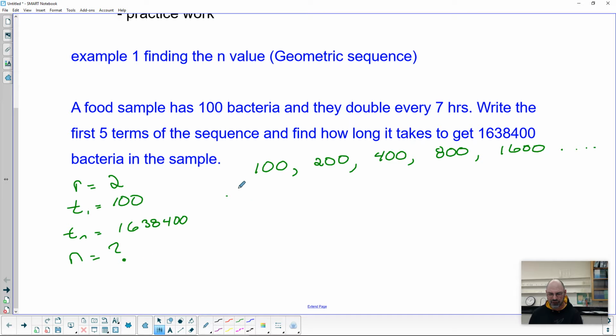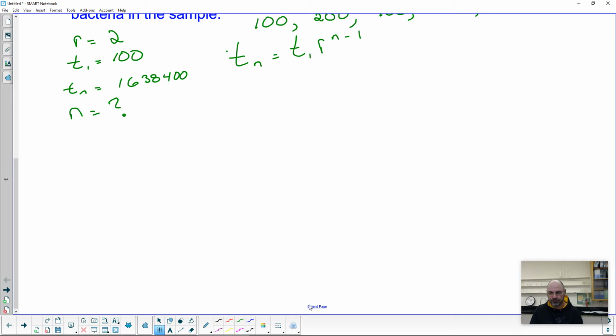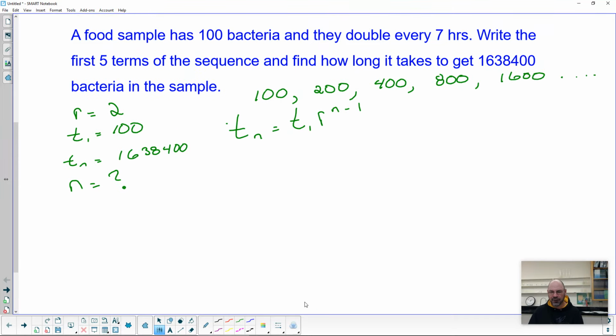So we know that the general term is equal to the first term times R to the power of n minus 1. And we have to somehow solve for this. Now, how do you do that? That's the important thing here. Let's make some more space here. Okay, how do you do that?